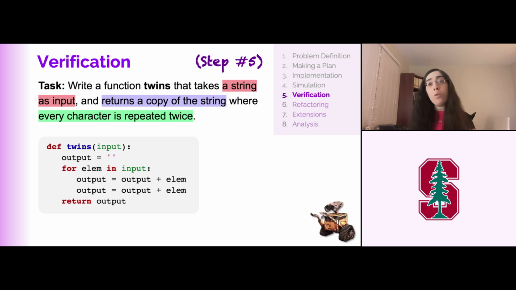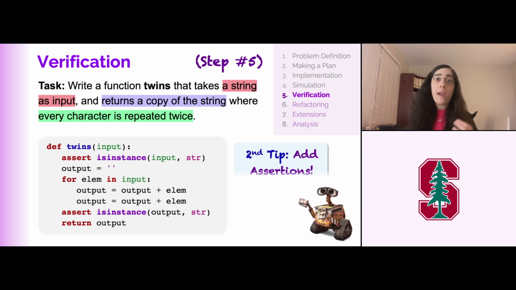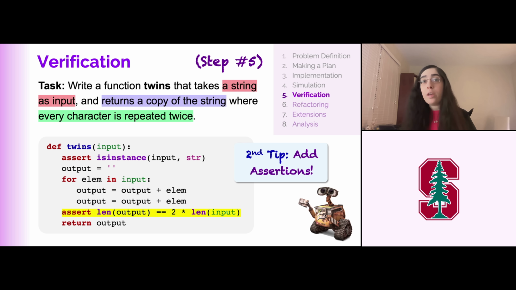Generally, we can use a tool called a debugger to run such simulations and pinpoint issues in our code. Alternative ways to ensure its correctness are by following some good coding practices, such as adding assertion statements that we will run along with the code and verify its behavior. For instance, we can verify that the input and output are indeed of type string, and that the output is indeed twice as long as the input.